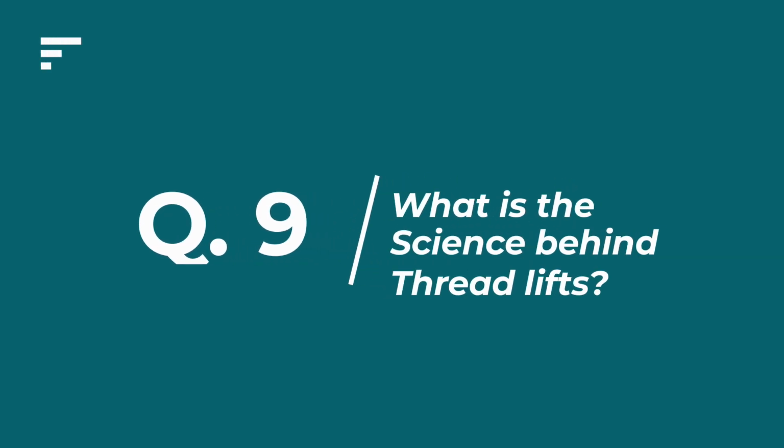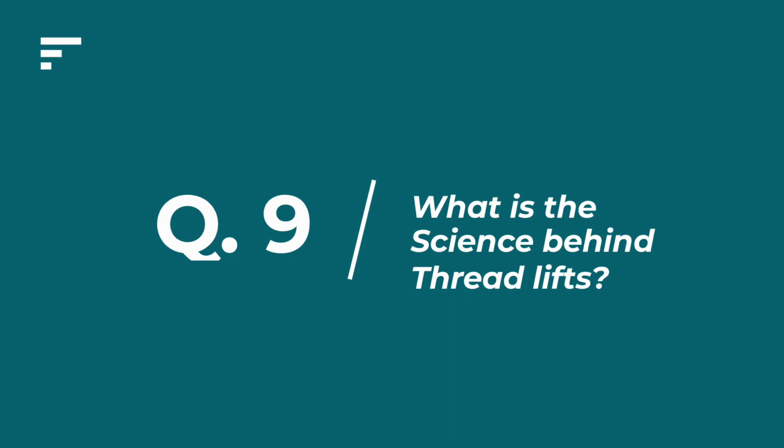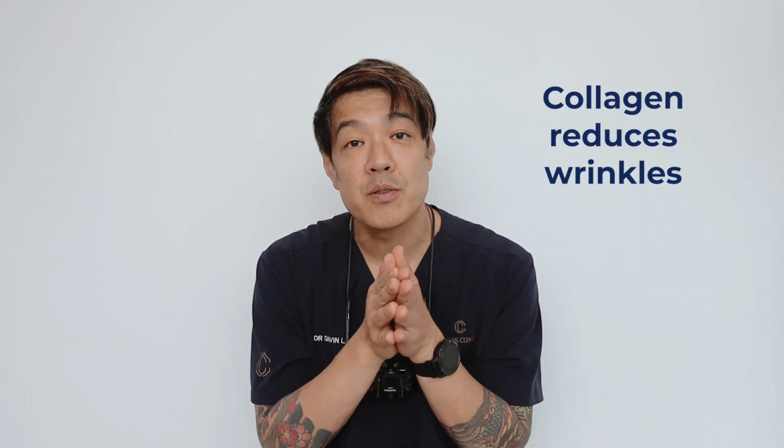So how do they actually work and what's the actual science behind it? When we insert a thread, we cause what's known as a tissue reaction. Tissue reaction produces what's known as fibrosis. Fibrosis is what produces collagen. Collagen is what reduces wrinkles, tightens skin, and gives you a little bit of volume.